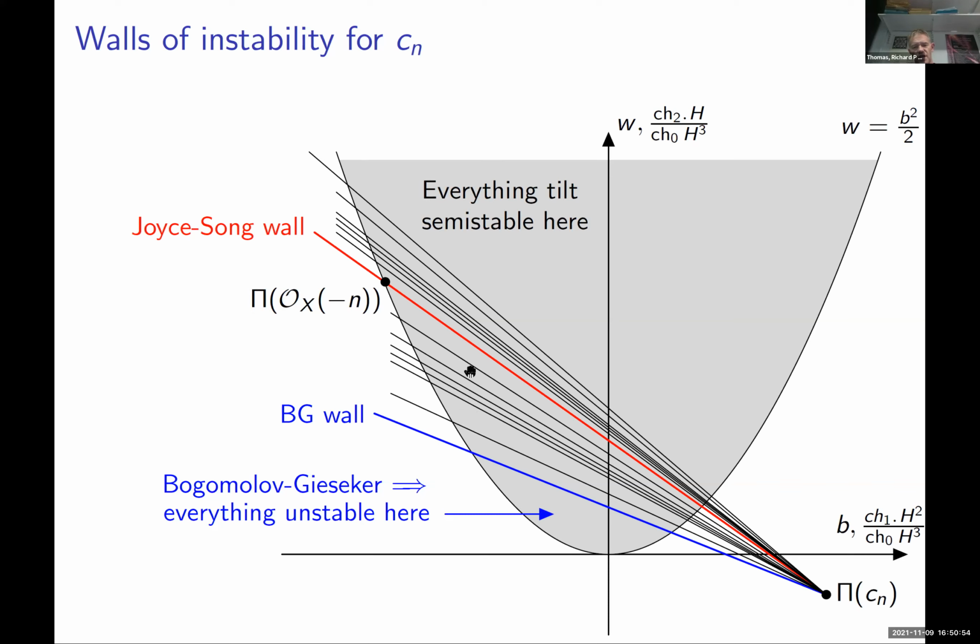And all the other walls are going to generate corrections. And then the game is to control those corrections and say they're small in some sense. And the sense in which they're small is maybe that they have lower rank and lower discriminant, but we come back to that. Anyway, any questions about this picture?